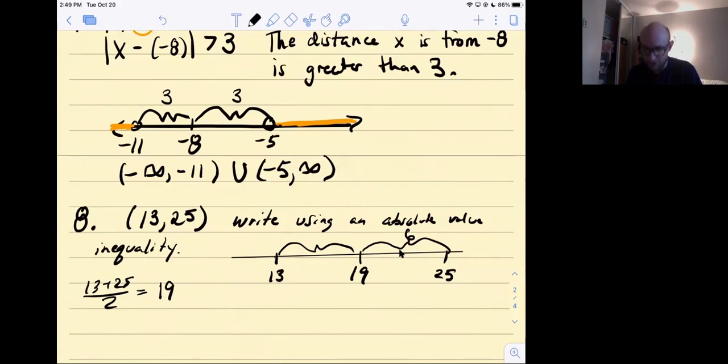Perfect. So we get absolute value of x minus 19, the distance from 19, has to be less than 6, and we don't want greater than or equal to.